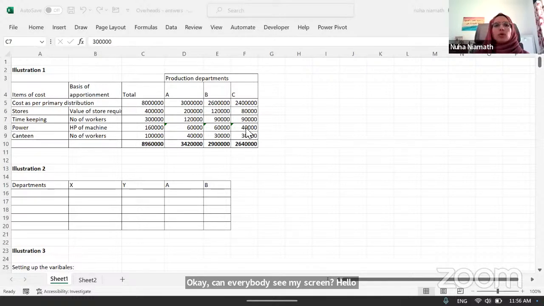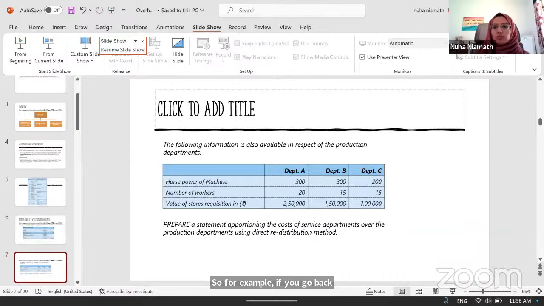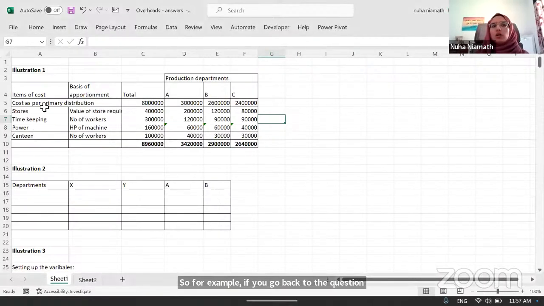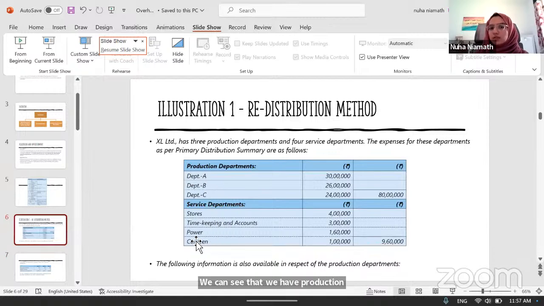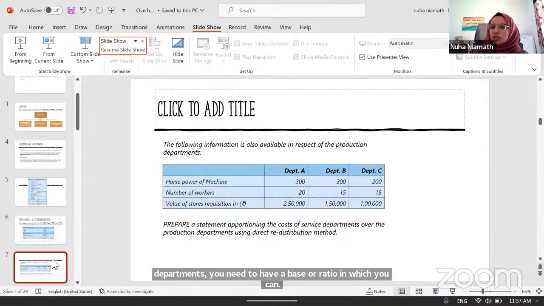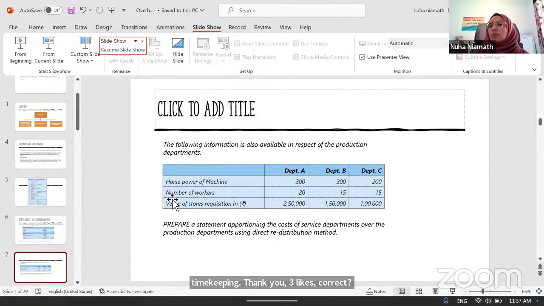Ma'am, I didn't get the ratio thing. Okay, let me explain. If you go back to the question, we can see that we have production departments and service departments. I hope you've understood the difference between the two. Now, what happens with service departments is you need to allocate this expense to the production departments. When you have to allocate this expense, you need to have a basis, a ratio in which you can distribute it. So the basis we use is given in the question itself. For example, let's take the service department of timekeeping, of 3 lakhs, correct? If you go into the question, timekeeping would generally be done by the workers. So how will you distribute it? By the number of workers.